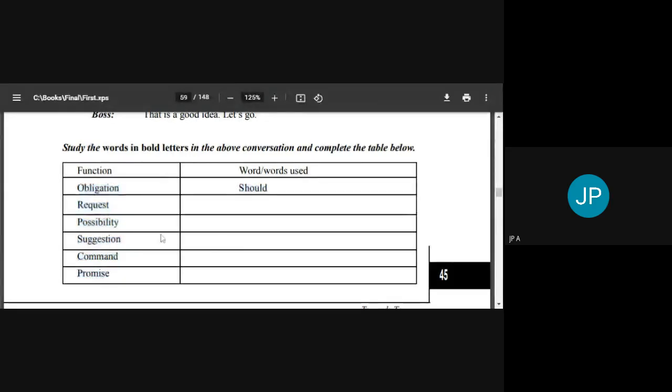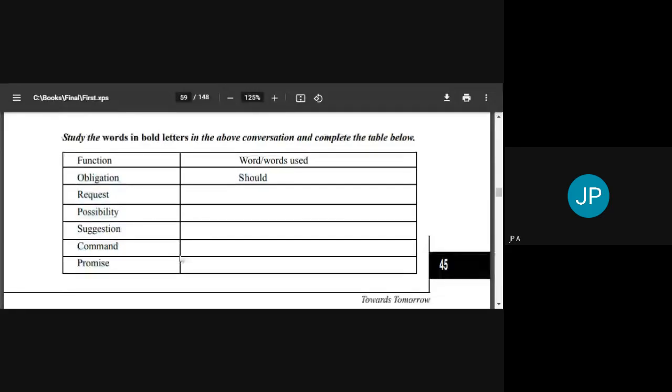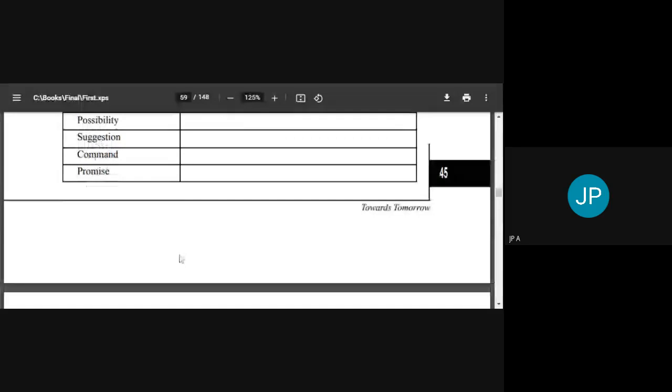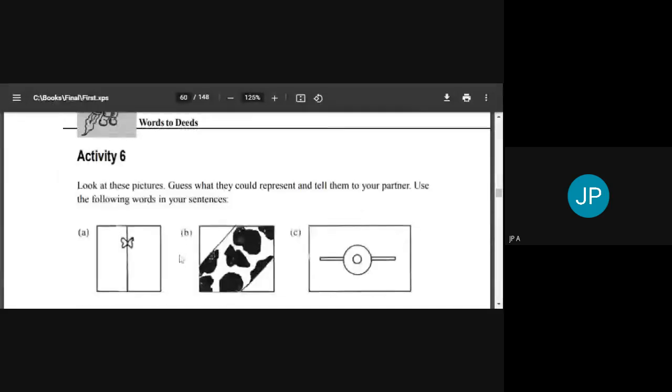So how do these differ? It differs according to the context. It is not just the words that decide, but it is the context which decides. It is the situation which decides.